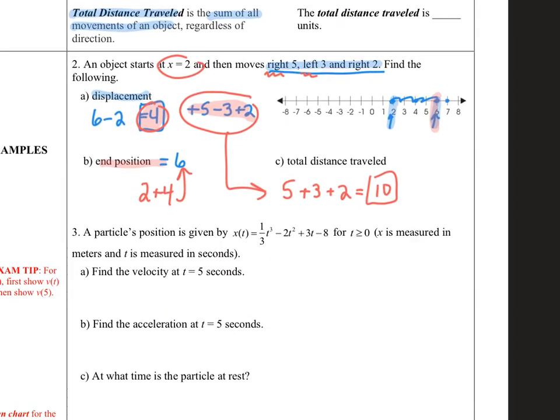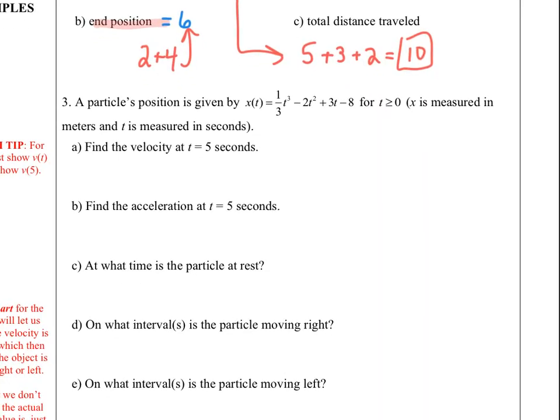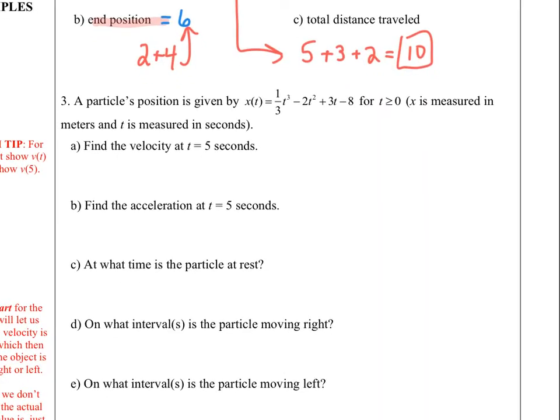Our last example is more analytical in nature. We don't have a graph for this. All we're given is a position equation. So here's my position equation. And first I'm asked to find what the velocity is at t equals 5. So I first find my velocity equation by doing the derivative of position.